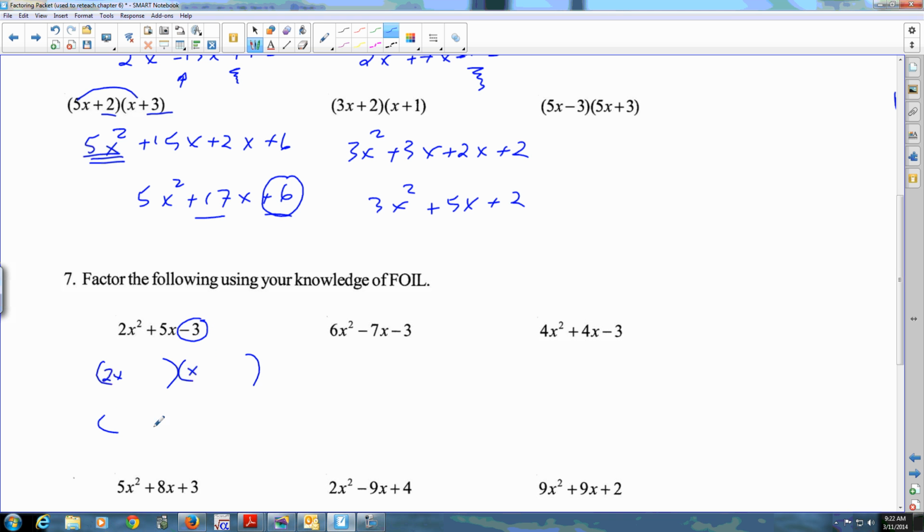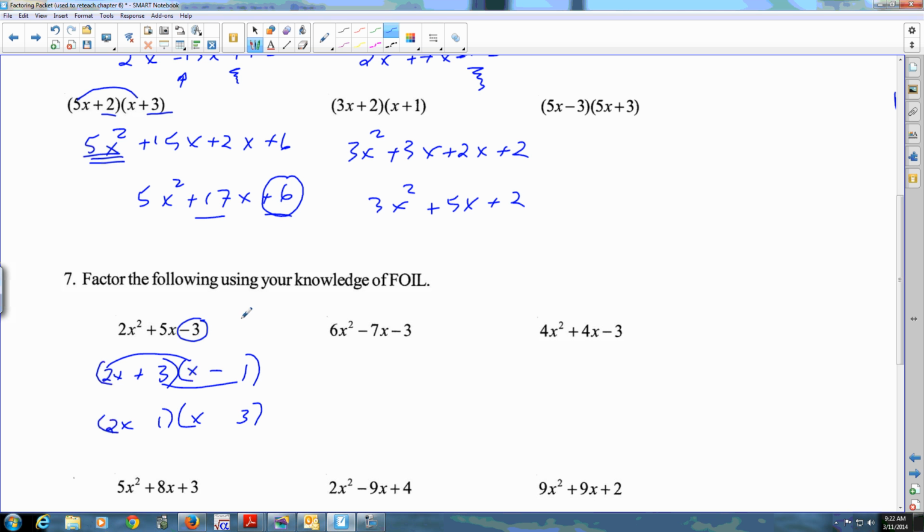Now you have two choices here of what this could be. The 3 could go here and the 1 could go there, or the 1 could go here and the 3 could go there. The process you go through to do this is you guess. I don't know which one it is. I'm going to try it and see what happens. Now, because this is negative, one's a plus, one's a minus. Now, you know for sure the front is going to work. And you know for sure the back is going to work.